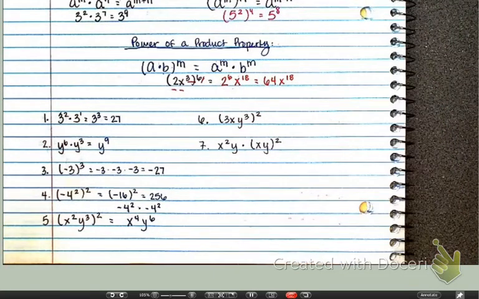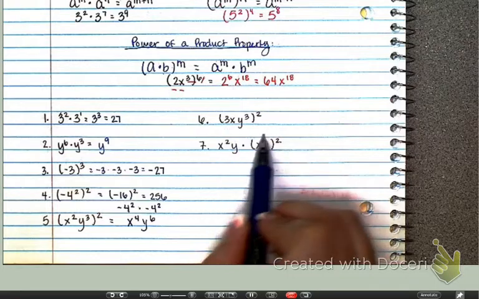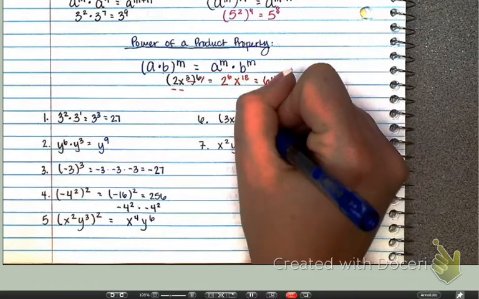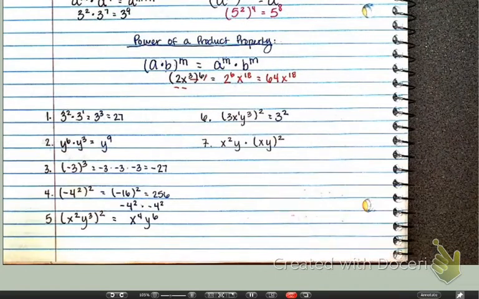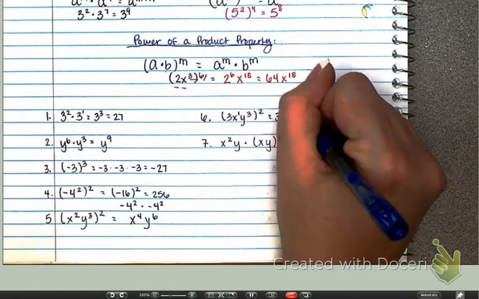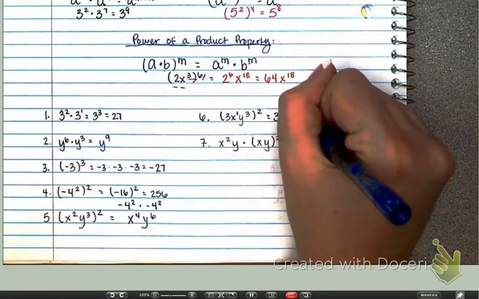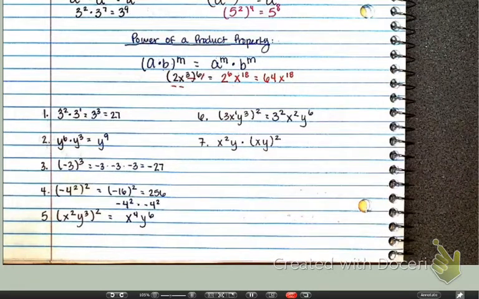Number 6. How many bases do you see? 3? What are your bases? 3, x, and y. So I'm attaching this 2 to all 3 bases. So it's really 3 squared. And then if I attach it to the x, what do I get? X to the 1 times 2 is 2. Y to the 6th. Okay, so I attached it to all 3 bases.